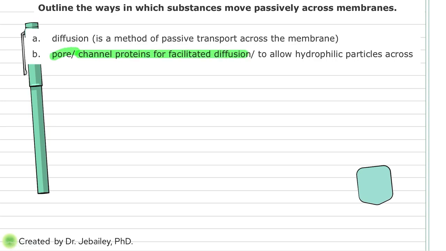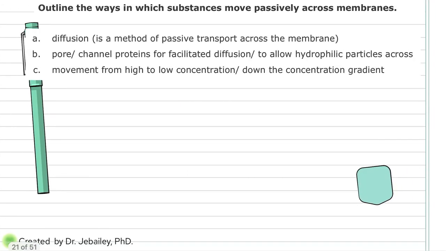You can say pore or channels. So what does it allow? Hydrophilic particles to cross, right? Because hydrophilic, they only touch water. And since the membrane has a little bit of fat, they can't go through it unless you're very tiny particles like water. So you got channels for facilitated diffusion. All of them are going from a high to low concentration, or you can say down the concentration gradient.